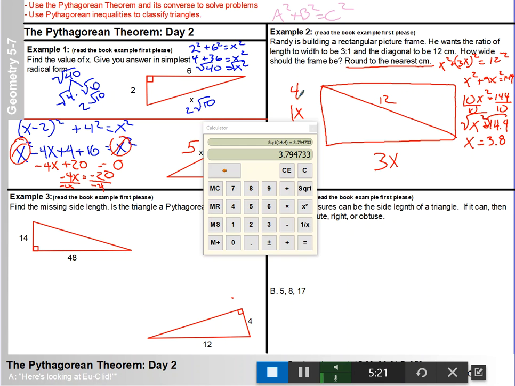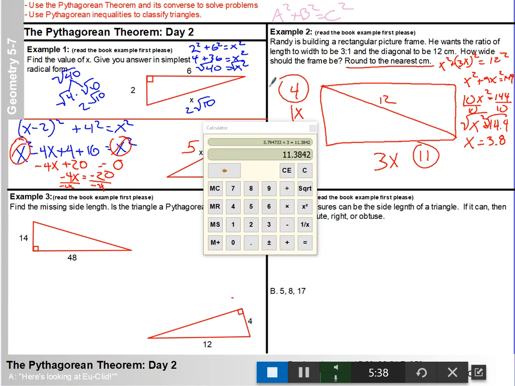Well, just because it's the right thing, let's figure out how long this should be. All right, so then I'll multiply this by a scale factor of 3, and this is going to be 11. So a 4 by 11 should have roughly a diagonal of 12.